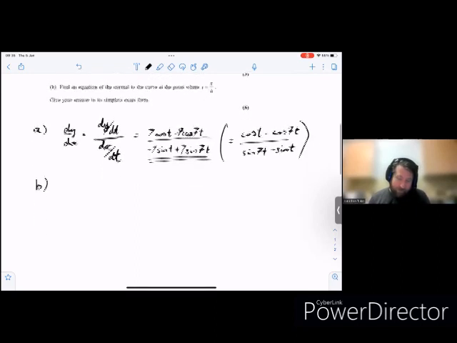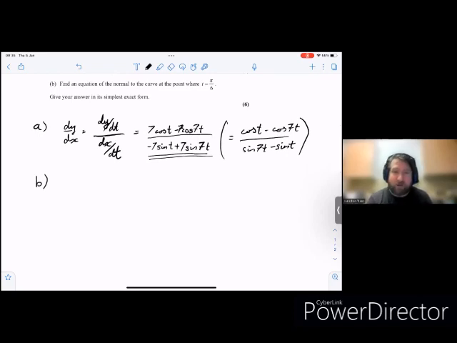B, find the equation of the normal to the curve at the point where t equals pi over 6. So we're dealing with a normal. A normal is a straight line, so we are going to use y minus y1 equals m times x minus x1. And then we will need to find y1, x1, and m. Now, in this case, we have not been given x1, y1, or m, so we've got to work out all of them.